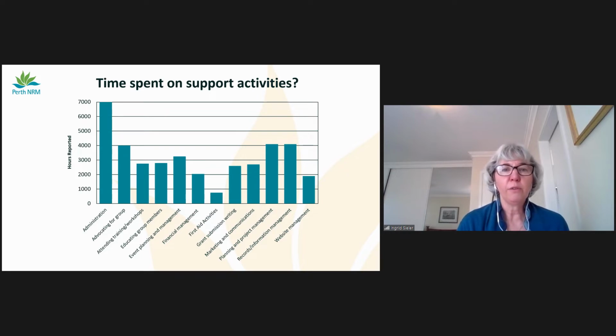So overall, it's really important that the work they do in organising and coordinating themselves is critical to efficient and effective on-ground work.